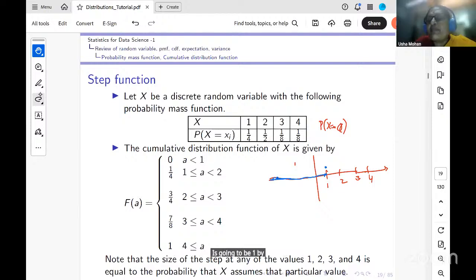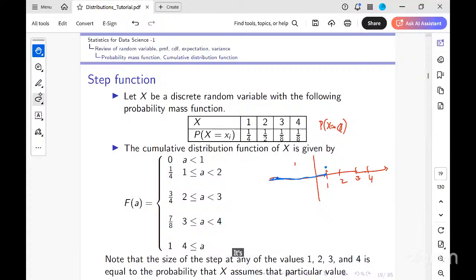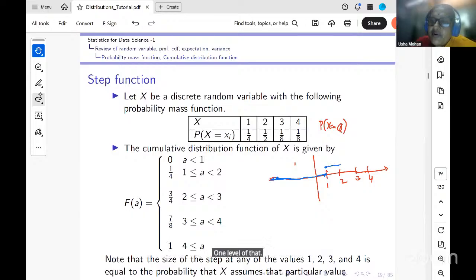What will F of 1.1 be? 1 by 4. That also is 1 by 4, no? So for all the values between 1 and 2, it's going to remain at 1 by 4.